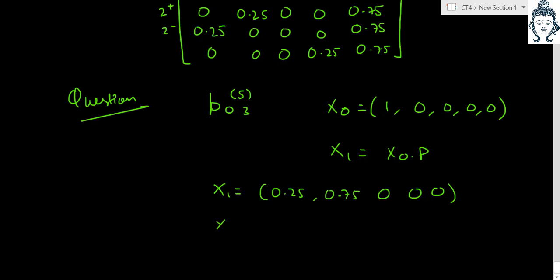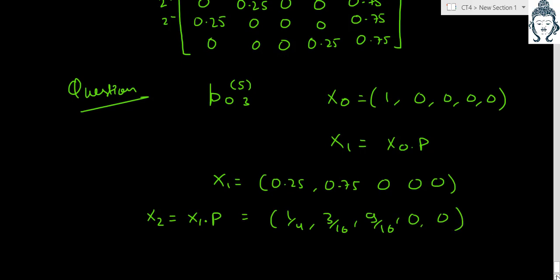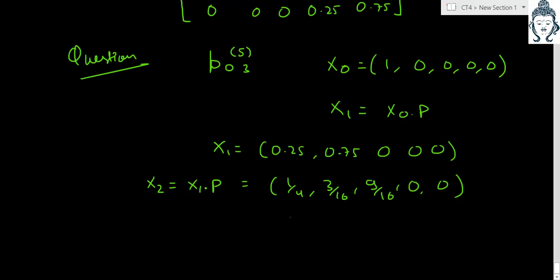x2 will be equal to x1 into p, right? So x2 would be equal to x1 multiplied by p. Again, very easy to calculate. This one would be 1 by 4, 3 by 16, 9 by 16, and 0, 0. These values you will get if you are setting your calculator to fractions.